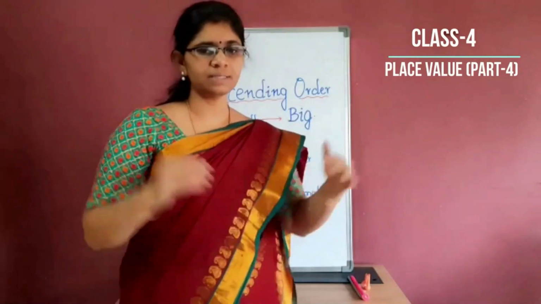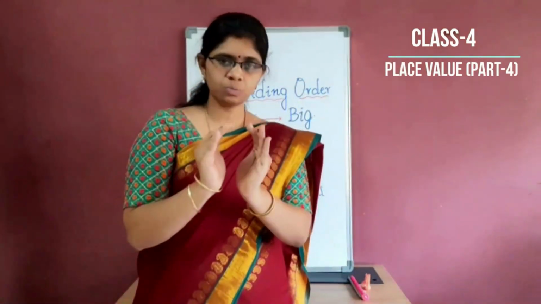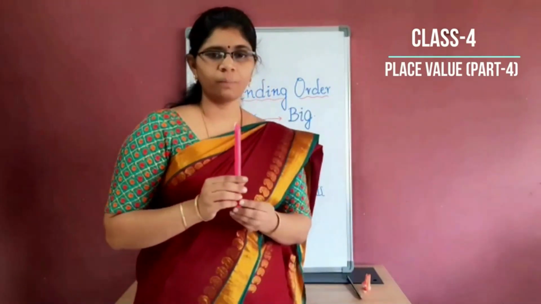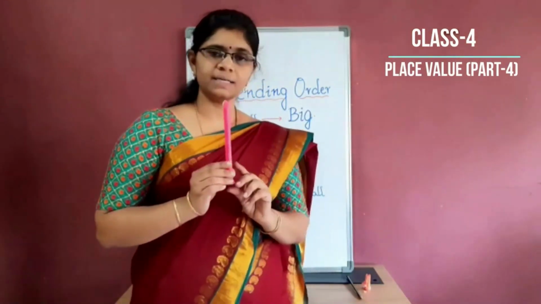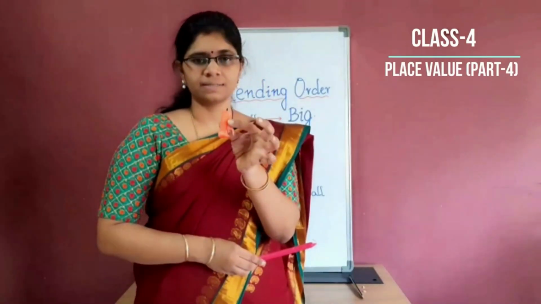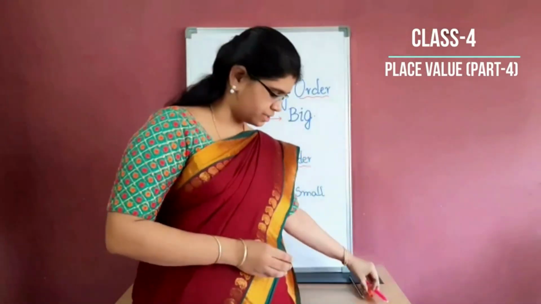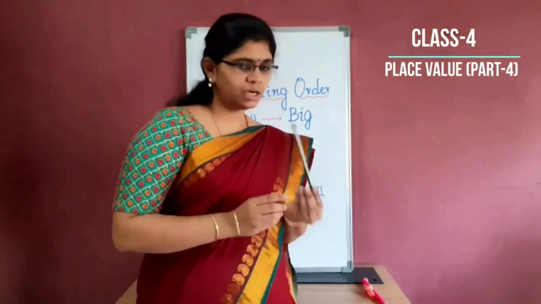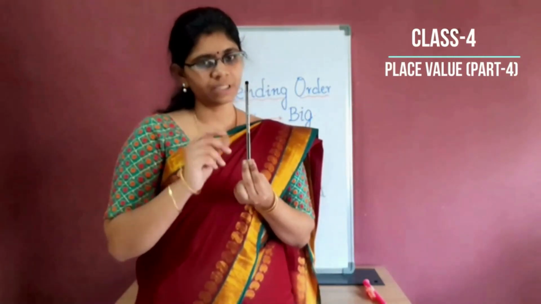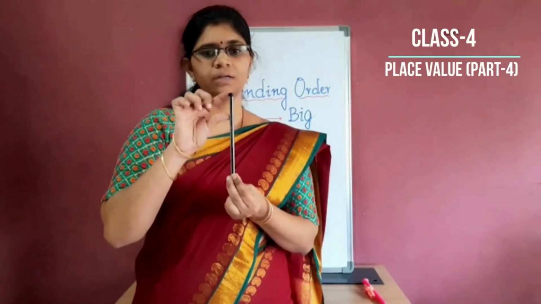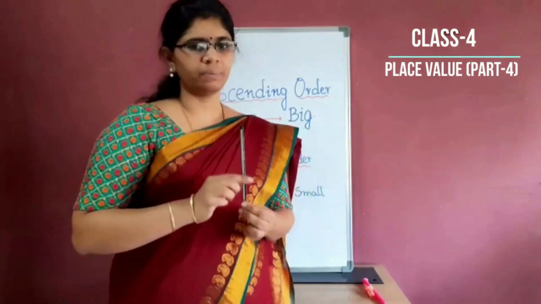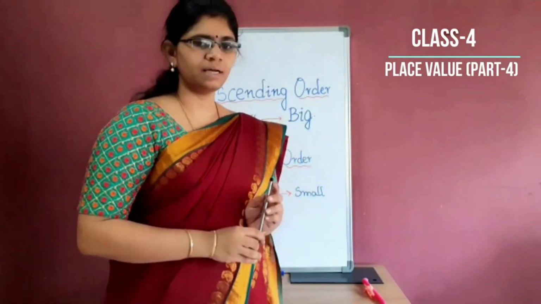Descending order means big to small. See, I bought this candle long back, and as I started using it, it became this size. And also your pencil, children. When you buy a pencil, it will be so long, but after using, you sharpen it, and it becomes only till this size, isn't it? So from big to small it becomes. So this is ascending and descending.